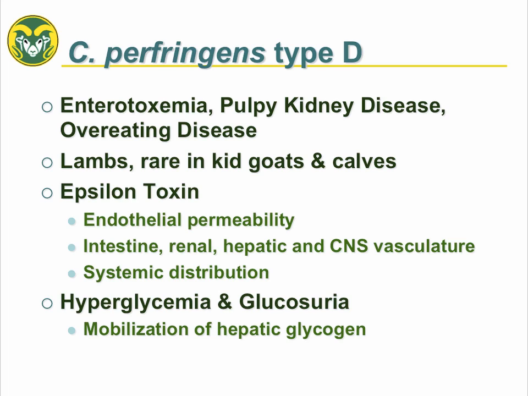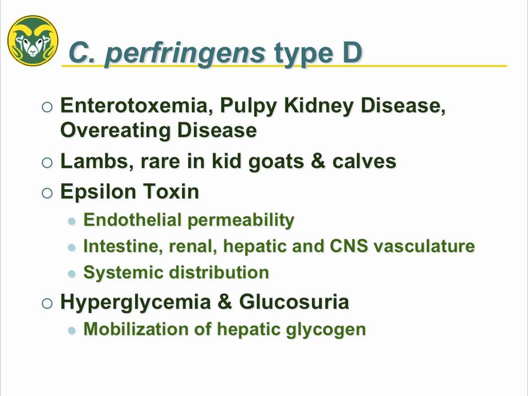Clostridium perfringens type D, the classic enterotoxemia, pulpy kidney disease, overeating disease. This is the one that tends to predominantly show the neurological signs because the epsilon toxin is going systemically and affecting the endothelium, causing the brain damage. So endothelial permeability, we see intestine, renal, hepatic, and CNS vasculature effects and the systemic distribution.